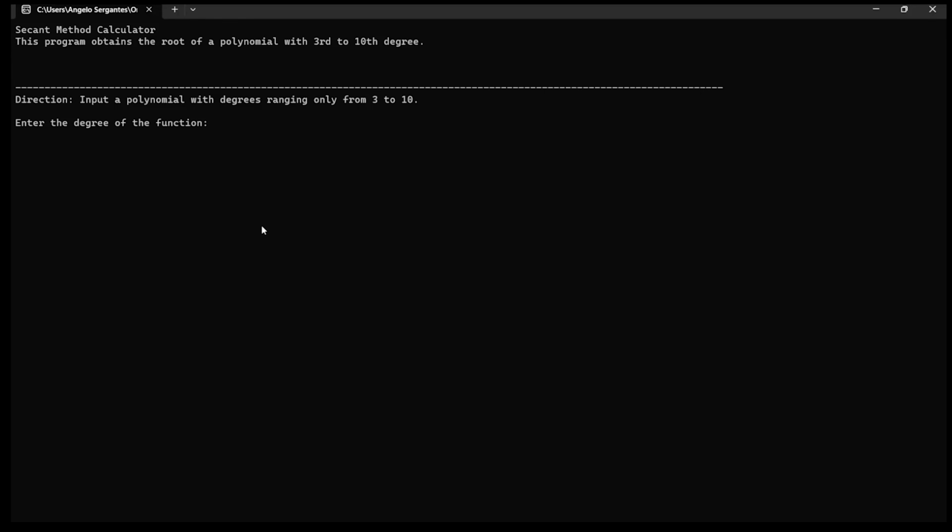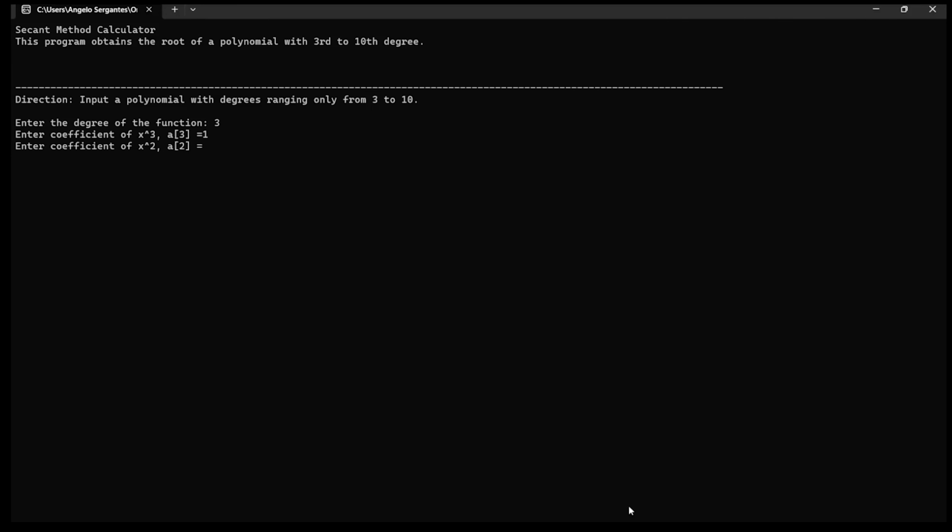For the execution of this second method, again, this program obtains the roots of a polynomial from the third to the 10th degree. So we input the degree of the polynomial, ranging from 3 to 10, which is 3. Then we need to enter the coefficients of the function. For x cubed, it is 1.